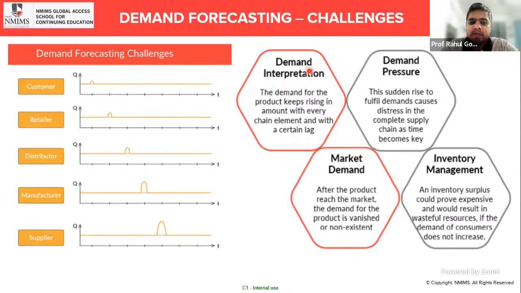So for example, one is demand interpretation, right? What it means is that demand for the product keeps pricing in amount with every chain element and with a certain lag, right?